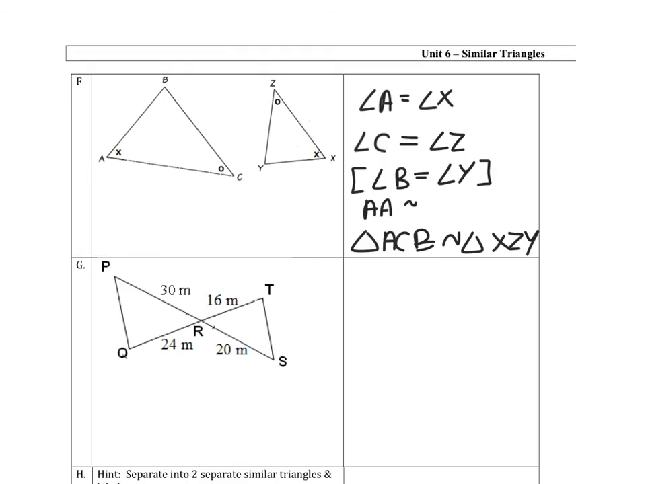Alright, so you should have noticed that angle A matched angle X, okay? Angle C matched angle Z, which means B has to match angle Y. So after I wrote that out, it was the angle proof, and I just followed the order of my letters: A, C, B, X, Z, Y.